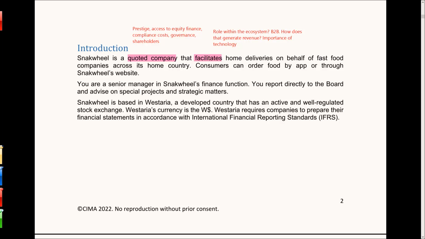Their value, the value they provide within the ecosystem, or their kind of value proposition, is that they are the ones that facilitate the home deliveries on behalf of fast food companies. So they are kind of a middleman or an extra step that ensures that fast food companies, ones that don't do delivery, can expand their market to home deliveries through the use of Snakwheel.